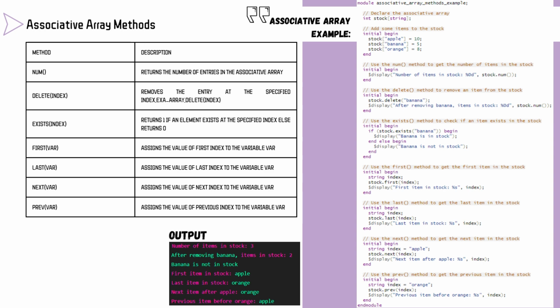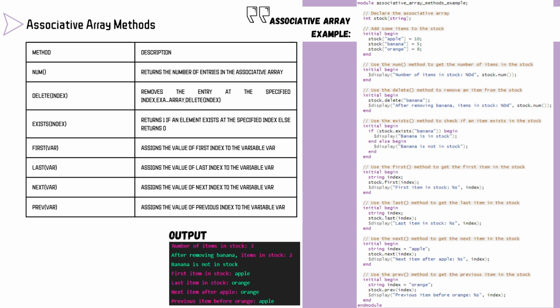Num. This method returns the number of entries in the associative array. For example, if we have an associative array called ex_array, we can find out how many entries are stored in it by calling ex_array.num.